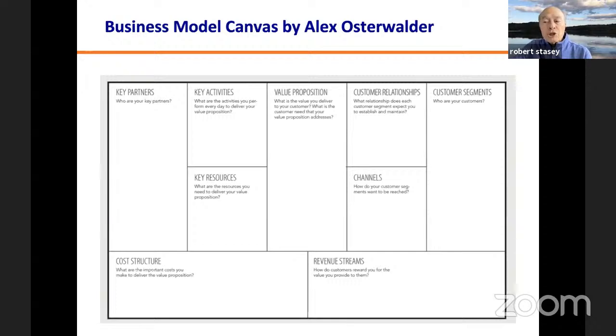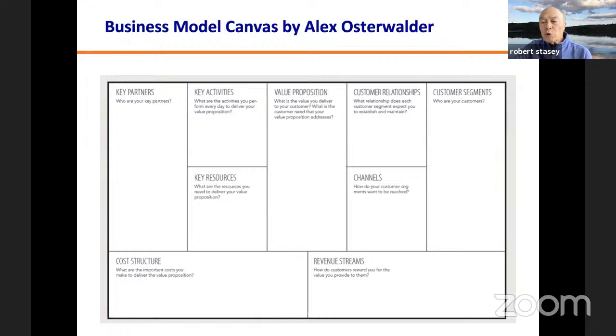We would then look at the channels. And there, what we're looking for is how we're going to reach these customers that we're targeting. Is this personal, or digital, or via social media, would be examples of channels. We then would look at customer relationships. So what kind of customer relationships do I enter into with my customers? And how do I gain and retain customers would be a second important question.